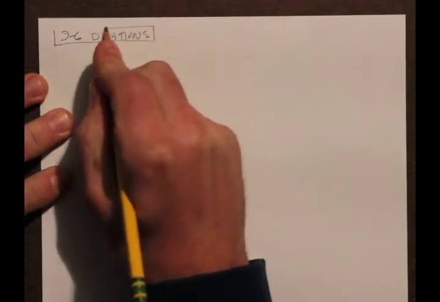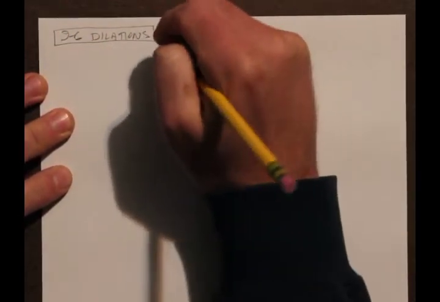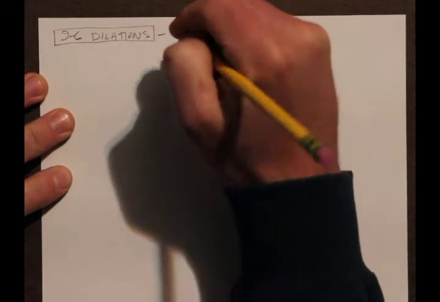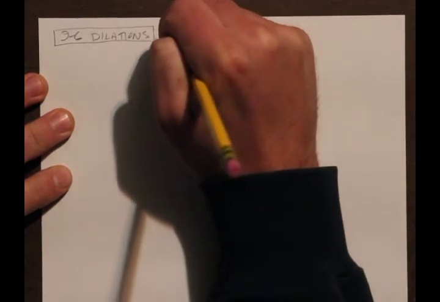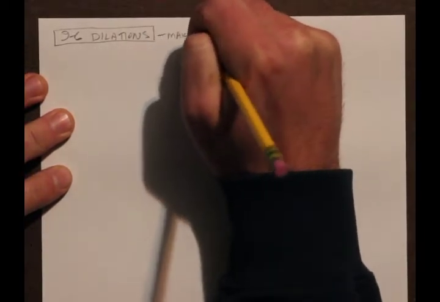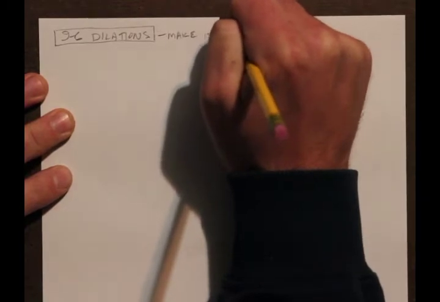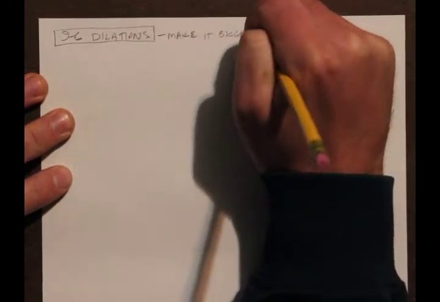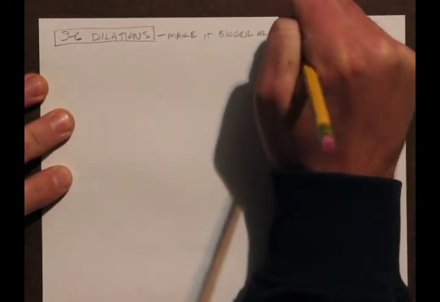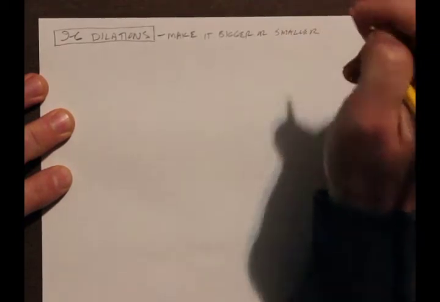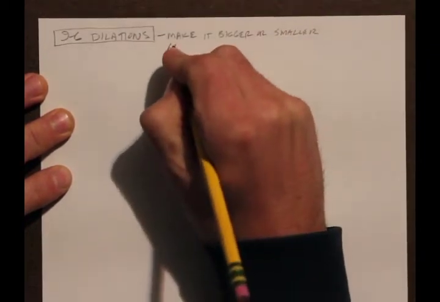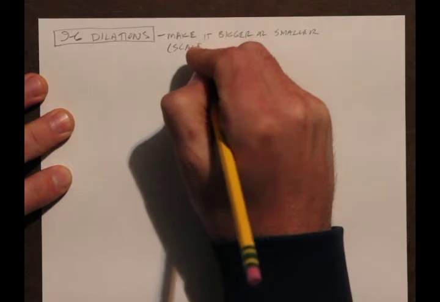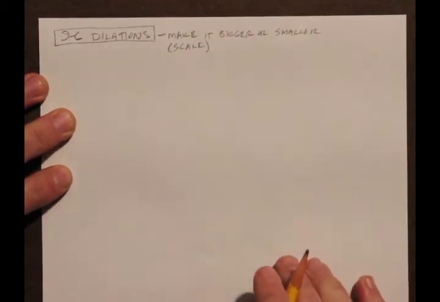So we've talked about dilations before in earlier chapters, and dilations means we're going to make it bigger or smaller. Make it bigger or smaller. Also known as scaling an object, making it bigger or smaller.